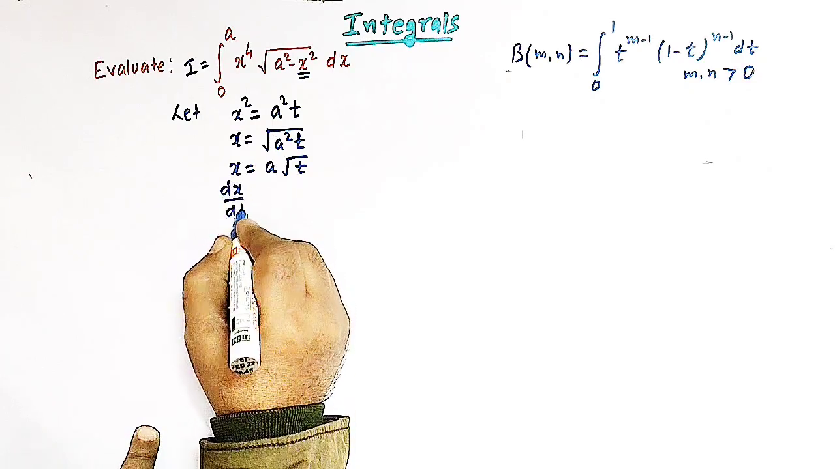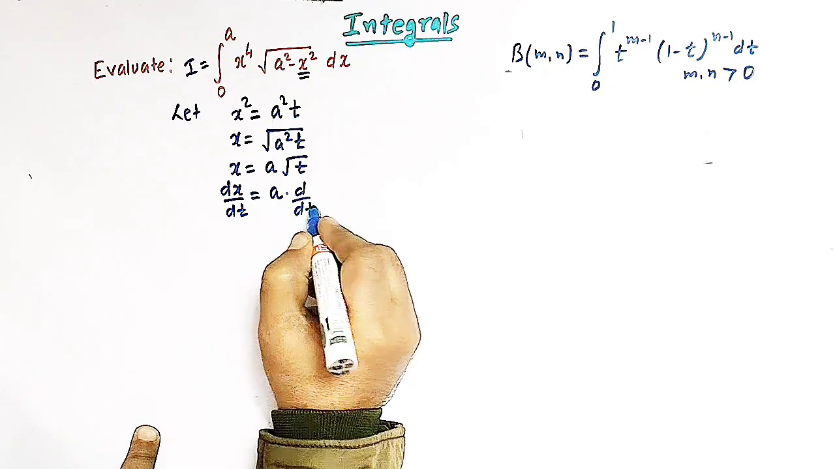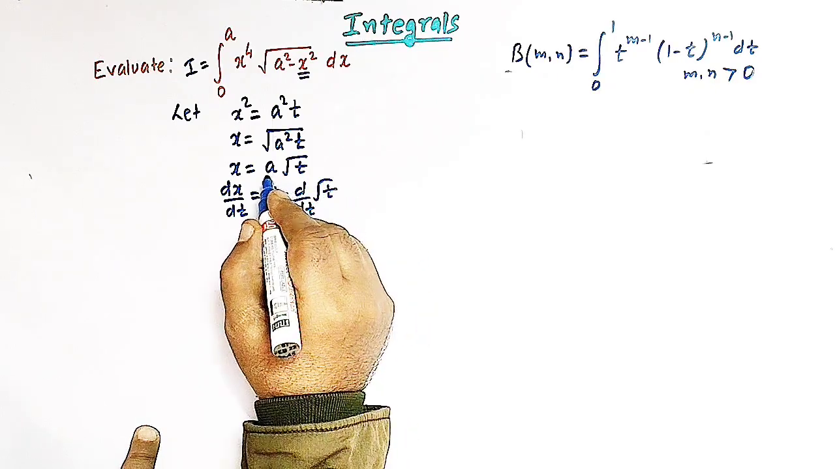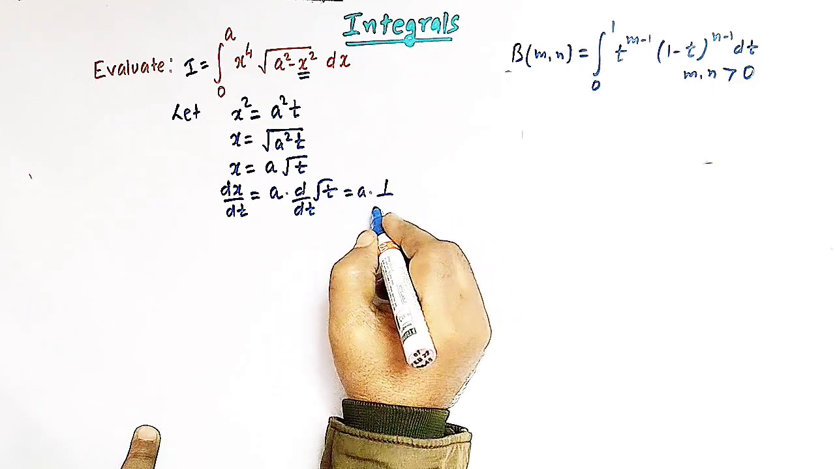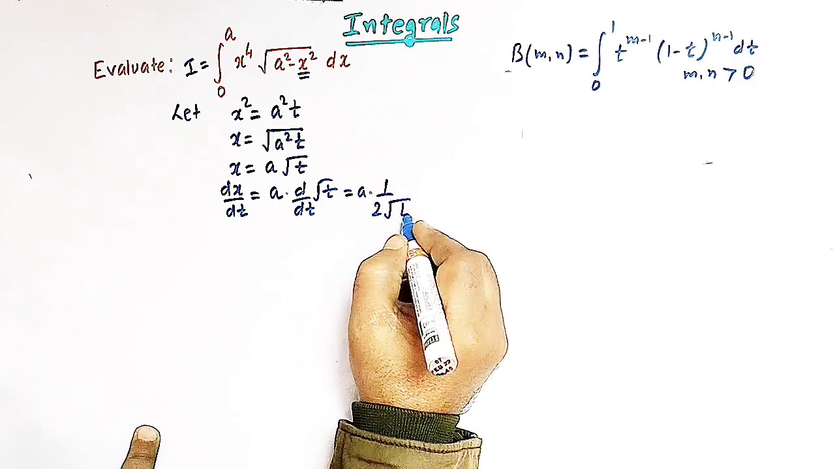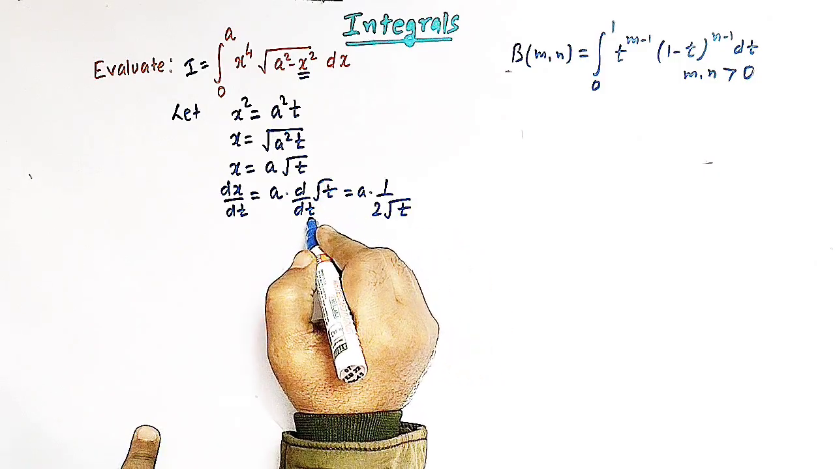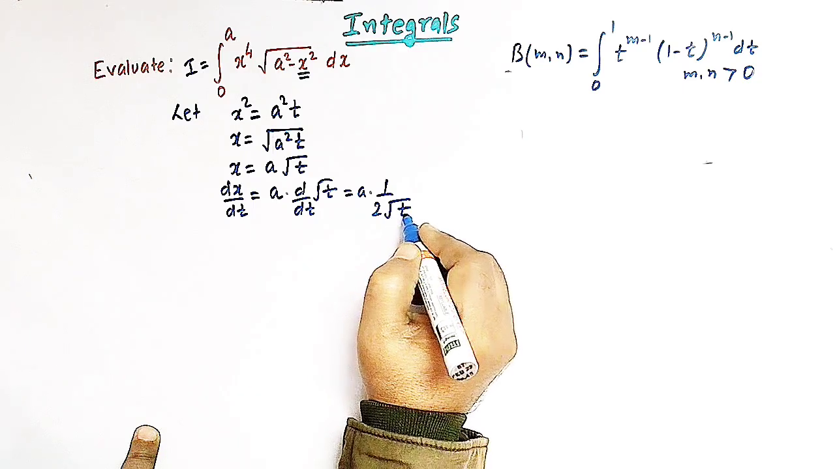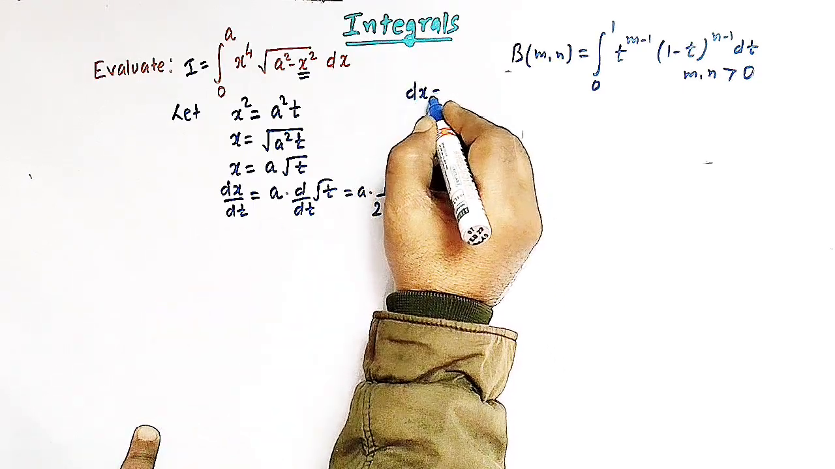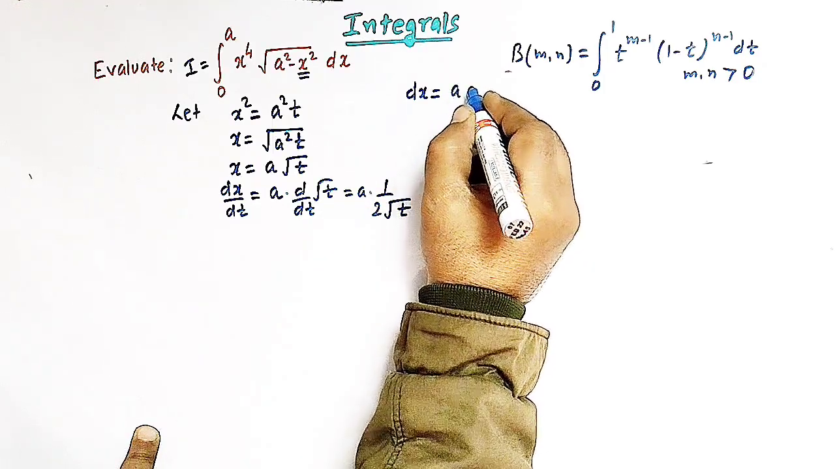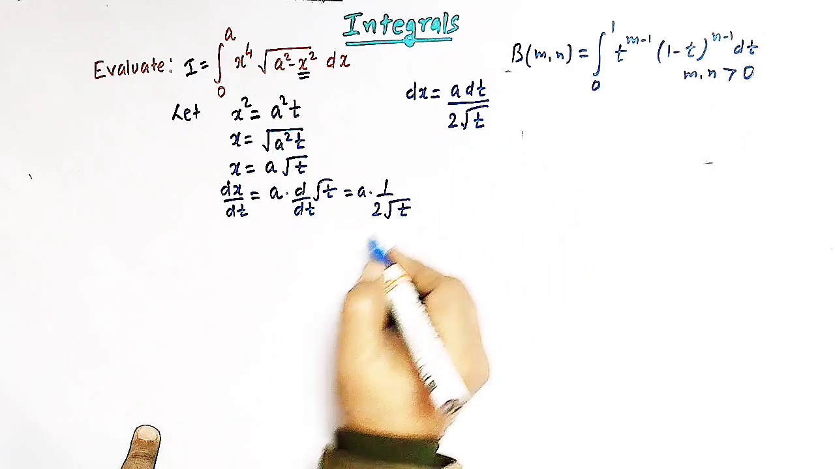So dx over dt is equal to a times the derivative of square root of t. Here a is a constant. So we have a times 1 over 2 times square root of t, because the derivative of square root of t with respect to t is 1 over 2 times square root of t. So now we can write dx is equal to a dt over 2 times square root of t, right?